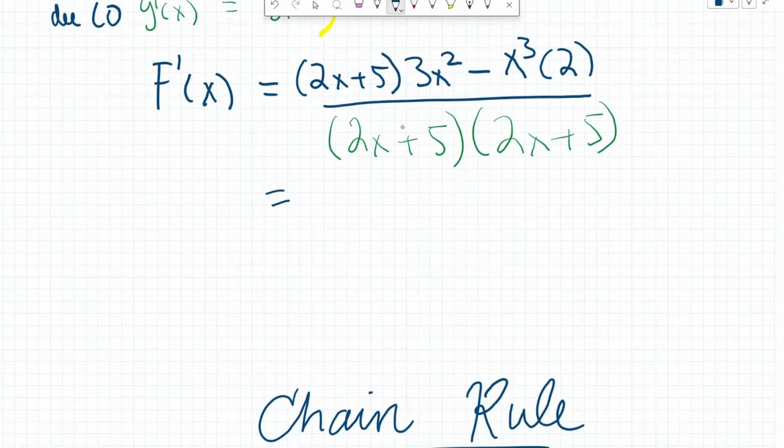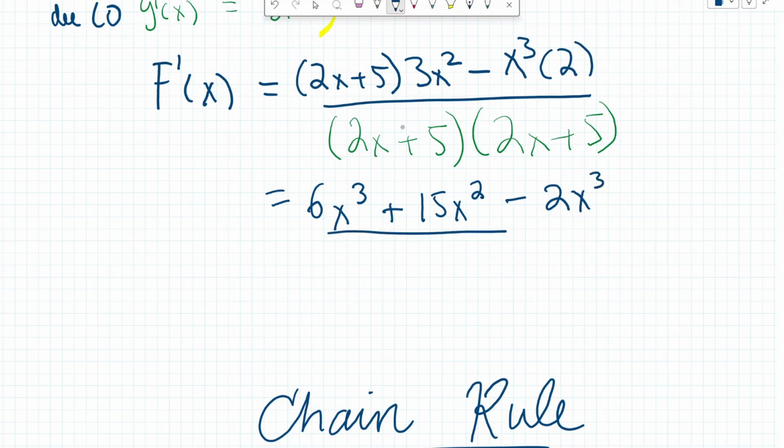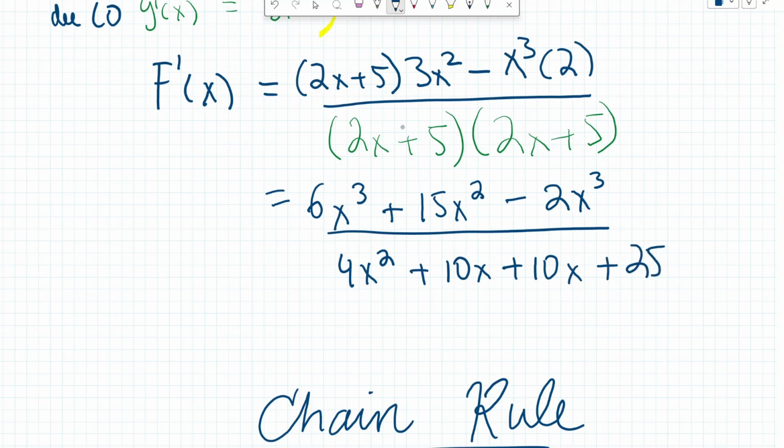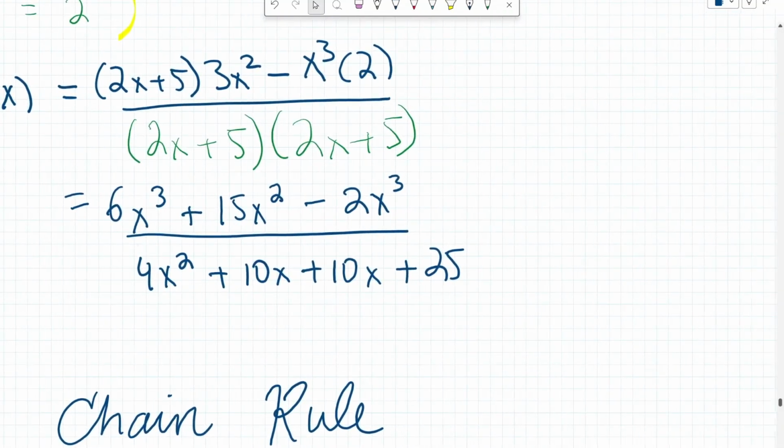Okay, so we have 2x multiplied by 3x squared, so we get 6x cubed plus 15x squared minus 2x cubed all over 4x squared plus 10x plus 10x plus 25. So let's see if we can simplify this even further. So let's gather our like terms.